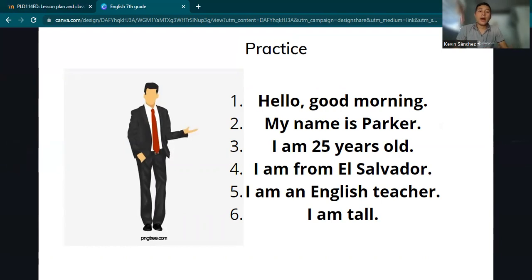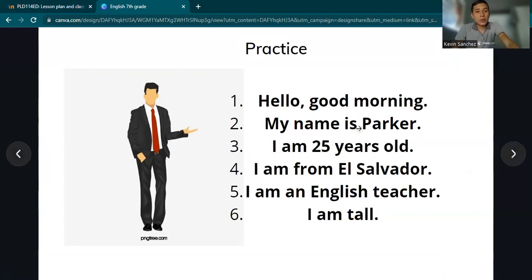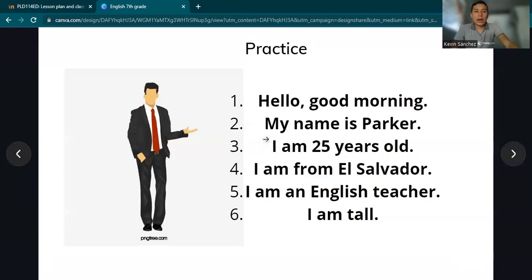Hello, good morning. My name is Parker. I am 25 years old. I am from El Salvador. I am an English teacher. You can see here, this is the name of the person. This is the age. This is where he is from. And this is what he does. And this is complementary. You can take notes, you can write down, so you can have an example on how to create your own example.